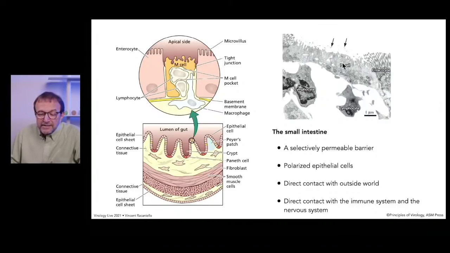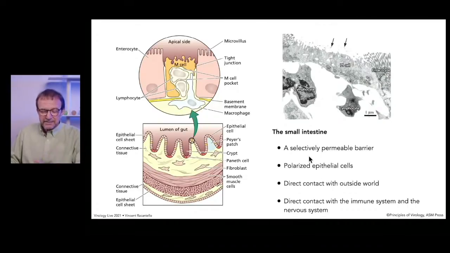And then the M cell is quite thin. And here's some lymphocytes underneath it. And this is actually taken from a mouse infected with reovirus, which are these small dots. And reovirus is actually taken up through M cells. It takes a ride on the process by which the M cells transcytose material into the subepithelial spaces.